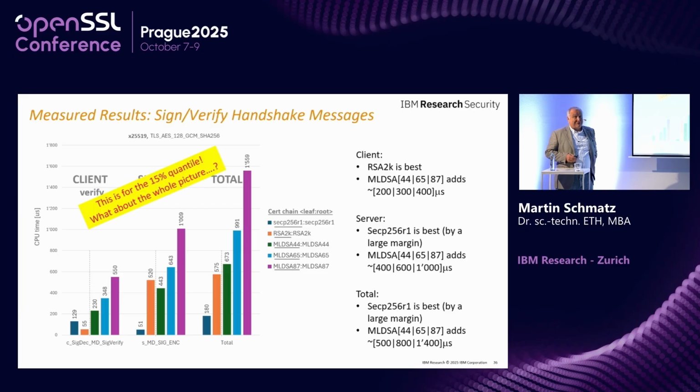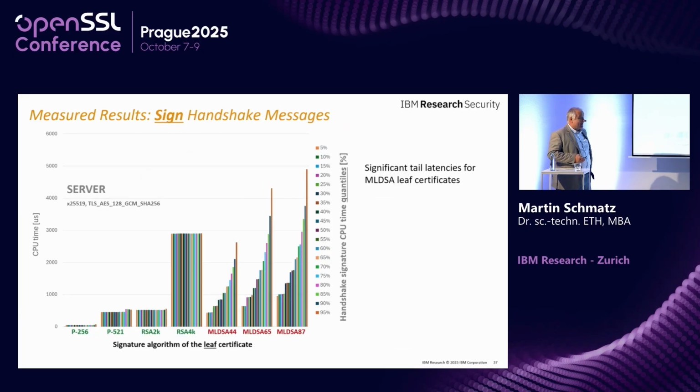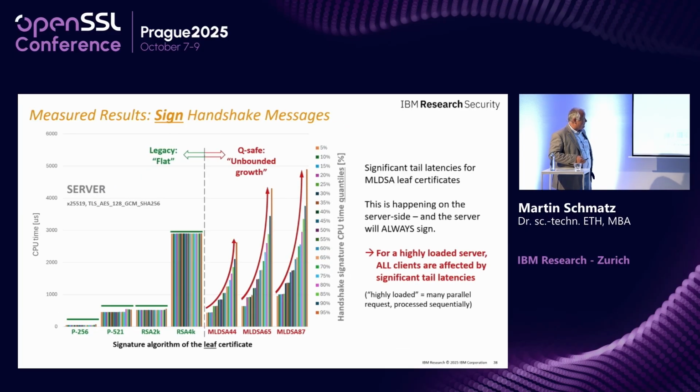So what's the full story? Well, that is the full story. So you can see on the one hand side, you have the legacy stuff. They behave really nicely over the quantiles. They're really flat. But the ML-DSA versions, they have an unbounded growth.